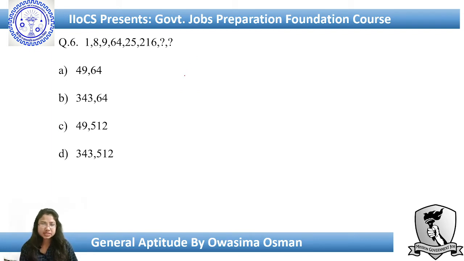Next, 1, 8, 9, 64, 25, 216, and you have to find out the next two terms. Okay, so they have asked for two terms. So from this question we can assume that this series contains two series, or that this series is a mix of two series.